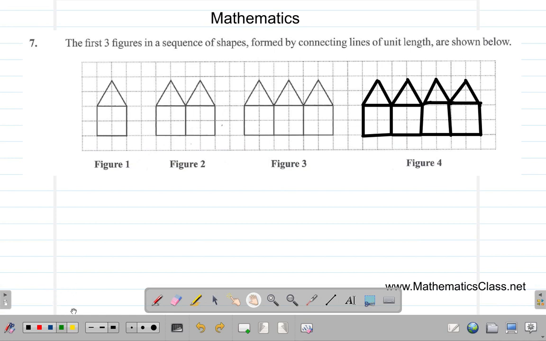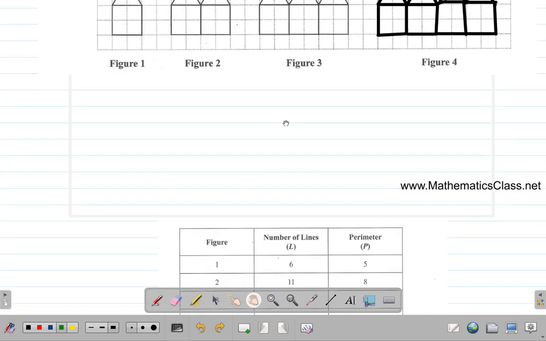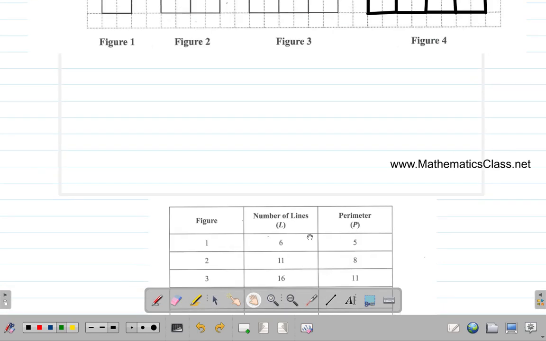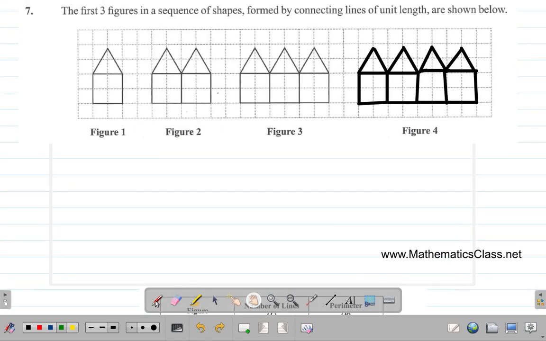How does the 11 come out? Counting: 1, 2, 3, 4, 5, 6, 7, 8, 9, 10, 11. And the perimeter is 8: 1, 2, 3, 4, 5, 6, 7, 8. And then figure 3 has 16 lines and a perimeter of 11. You can count the 16 lines, and the perimeter: 1, 2, 3, 4, 5, 6, 7, 8, 9, 10, 11.